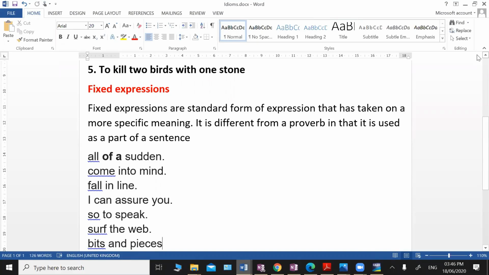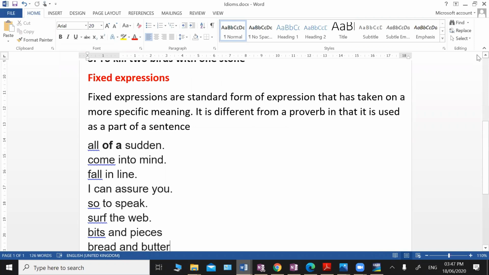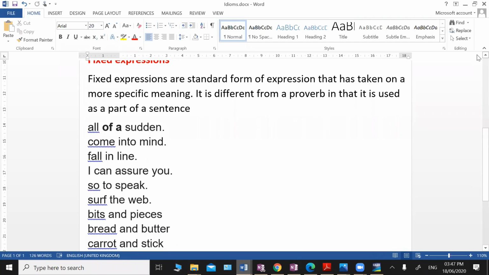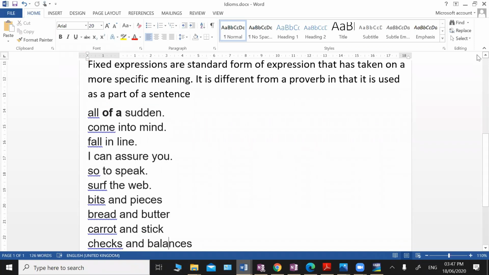For example, all of a sudden, you use it with another sentence. All of my friends came, all of a sudden something happened and all my friends came into my mind. An idea came into my mind. Fall in line, or fall in love. I can assure you that I will be with you whenever you need me.